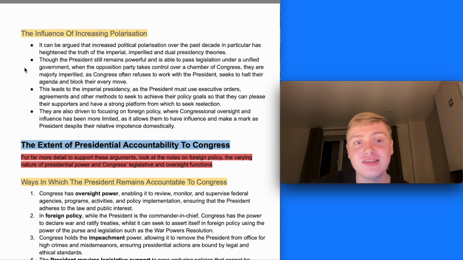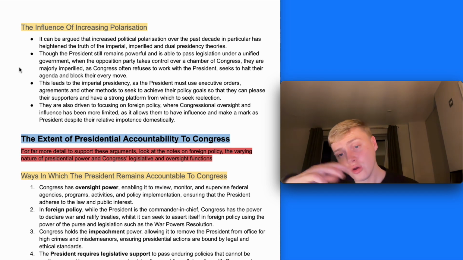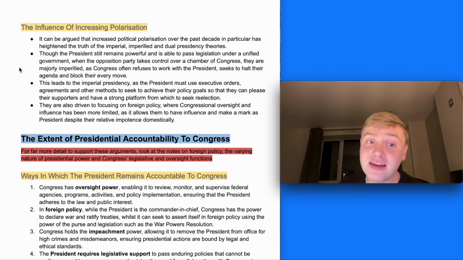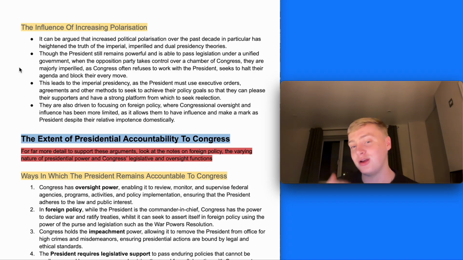So though the president still remains powerful and is able to pass legislation under a unified government, when there's divided government, they're majorly imperilled, as Congress often refuses to work with the president, seeks to halt their agenda, and block their every move. This leads to the Imperial Presidency, as the president must use executive orders and agreements and other methods to seek to achieve their policy goals so that they can please their supporters and have a strong platform with which to seek re-election in the next presidential election.